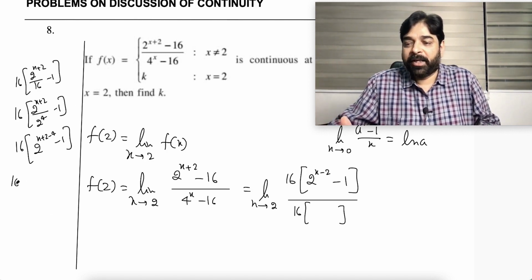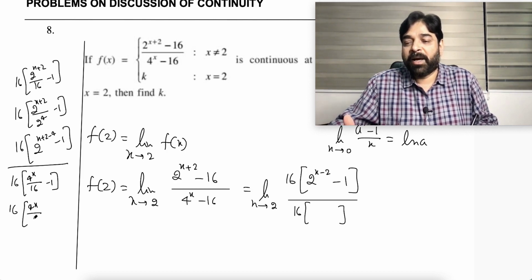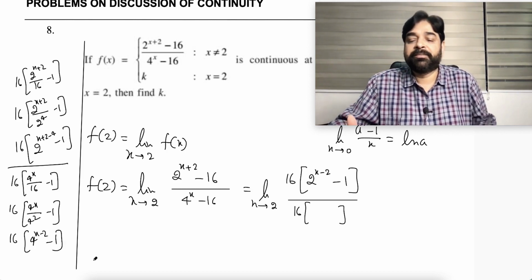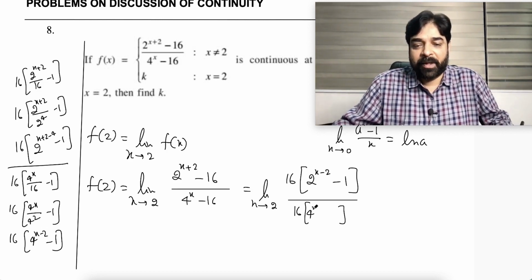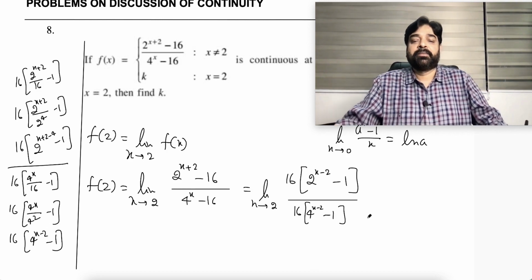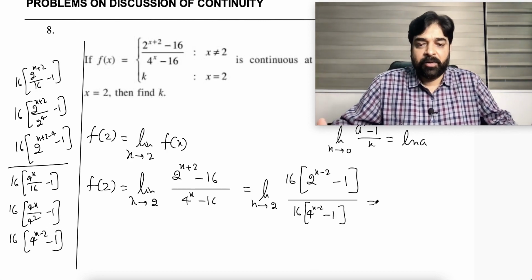16, if you take common here in the denominator, you will get 4 power x by 16 minus 1. So we can write 16 times (4 power x by 4 power 2 minus 1), or you can say 16 times (4 power x minus 2 minus 1). This 4 power 2 goes in the numerator, so the power gets subtracted. So this is 4 power x minus 2 minus 1. See how simple it has become now.